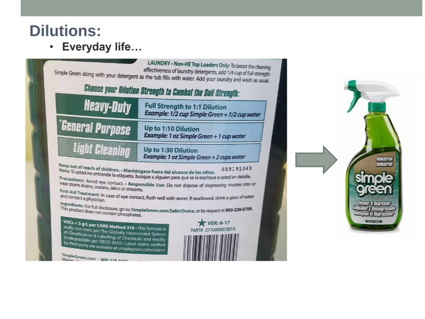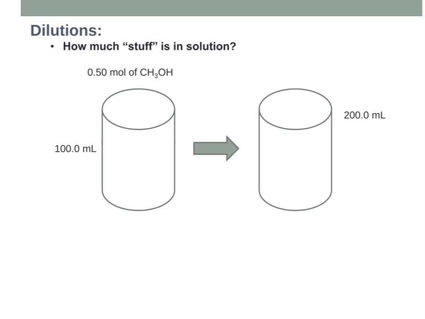So how would I calculate, if I found out that the main cleaning ingredient was like some ethoxyethanol or something like that, the concentration going from the more concentrated stuff to the more dilute stuff? So here's just a real generic example, then we'll get into some specific ones.